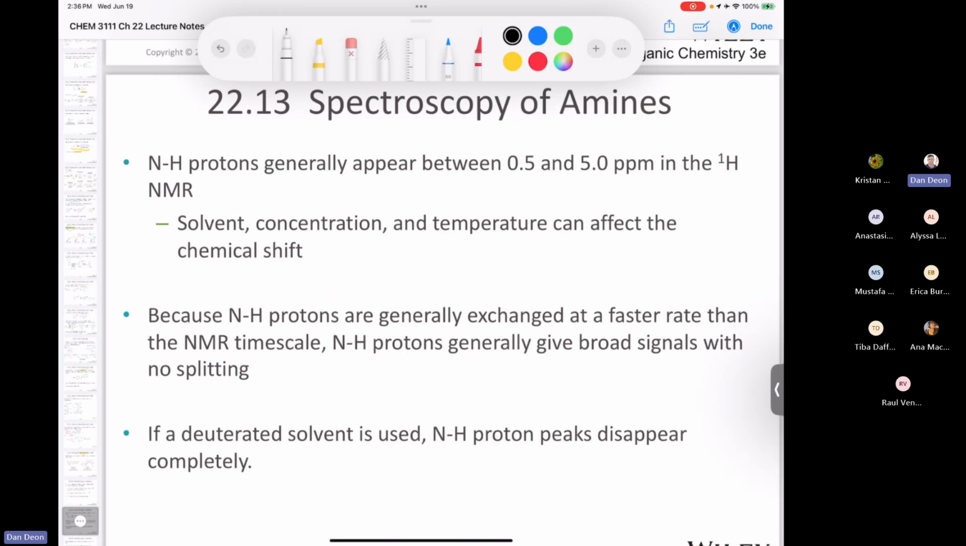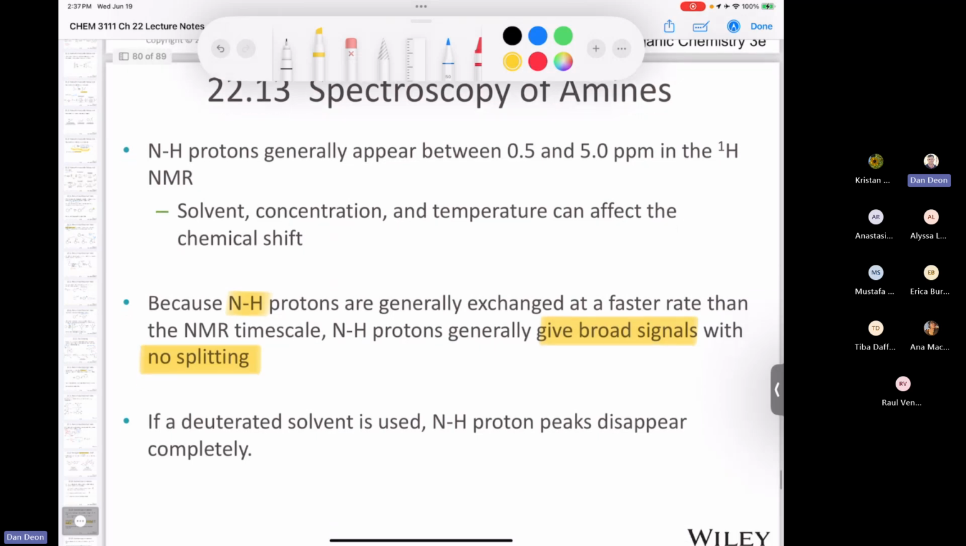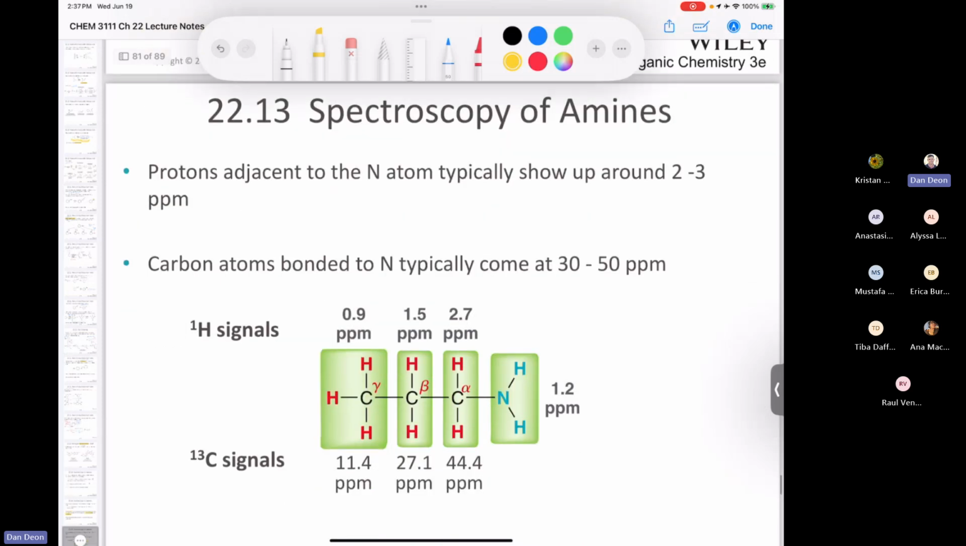But the chemical shift of a nitrogen-hydrogen proton can be affected a lot by things like temperature and concentration. They're also exchanged at a fast rate, so they don't cause any splitting, and they give broad signals. So again, I would try to remember that NH protons give broad signals and don't do any splitting, so they don't fit into the N+1 rule. And if you put it in a deuterated solvent, you can do a D2O exchange, and the NH proton will disappear.